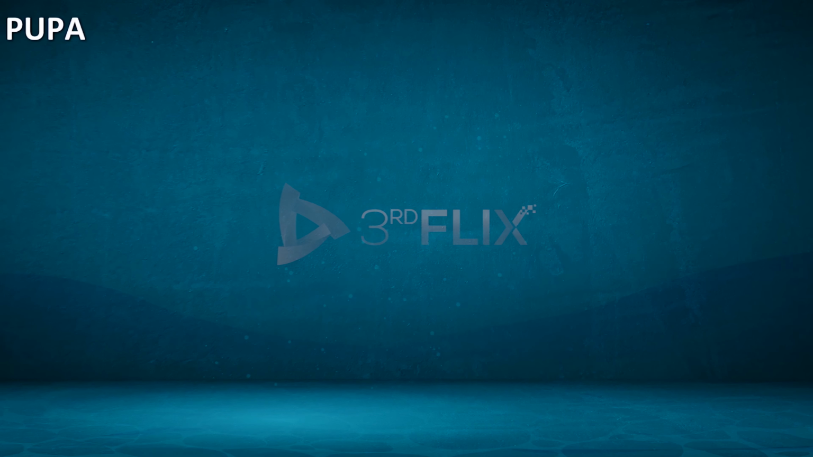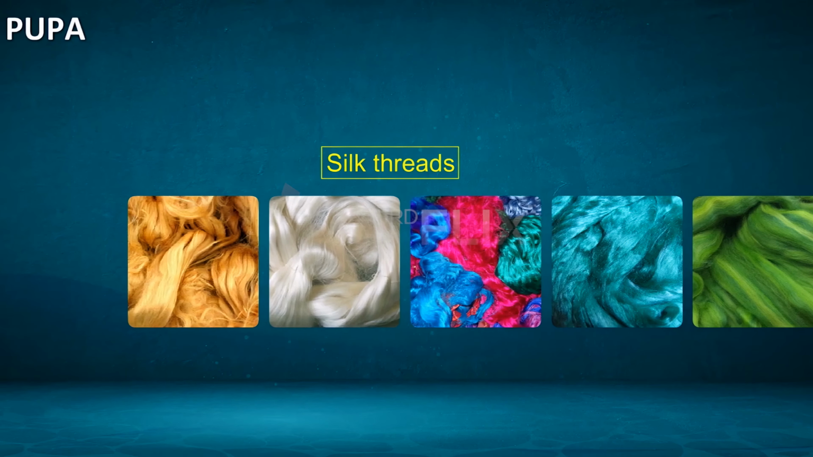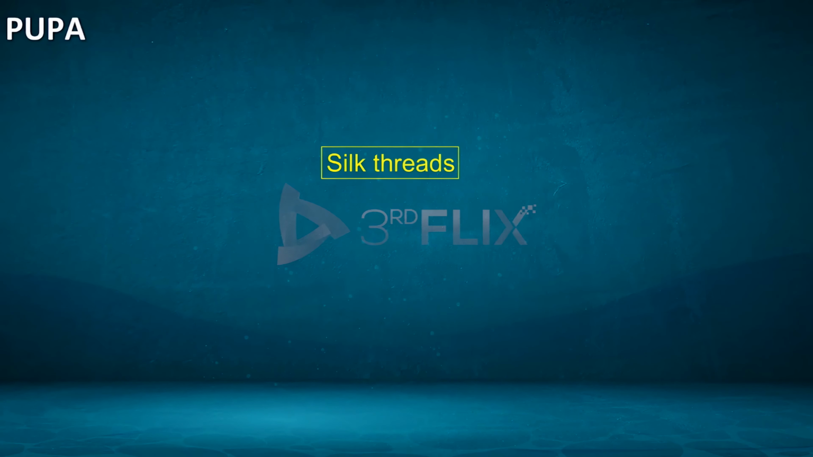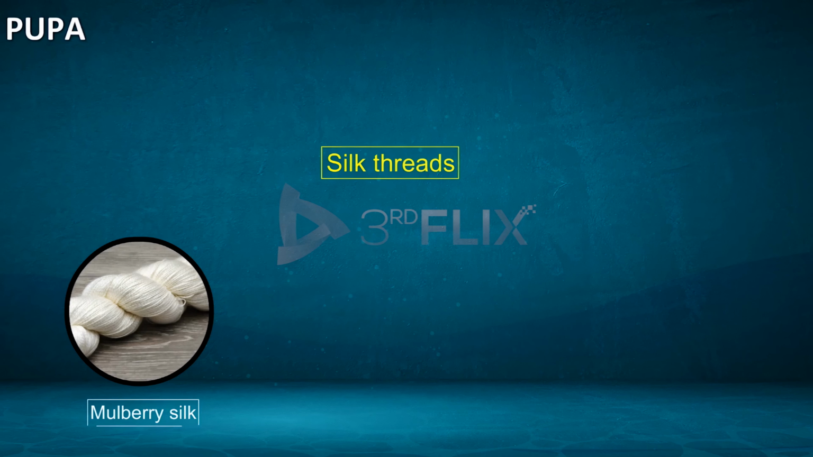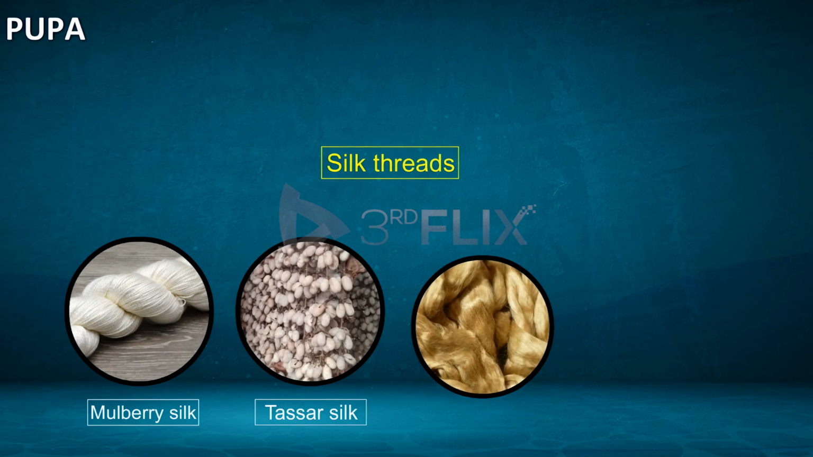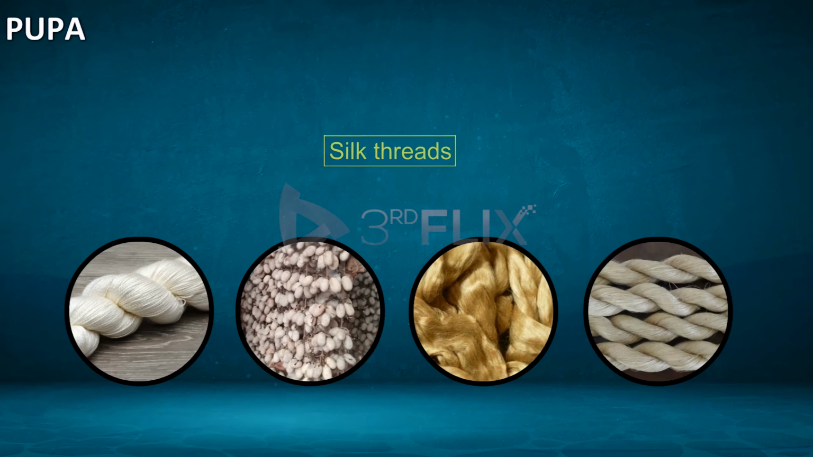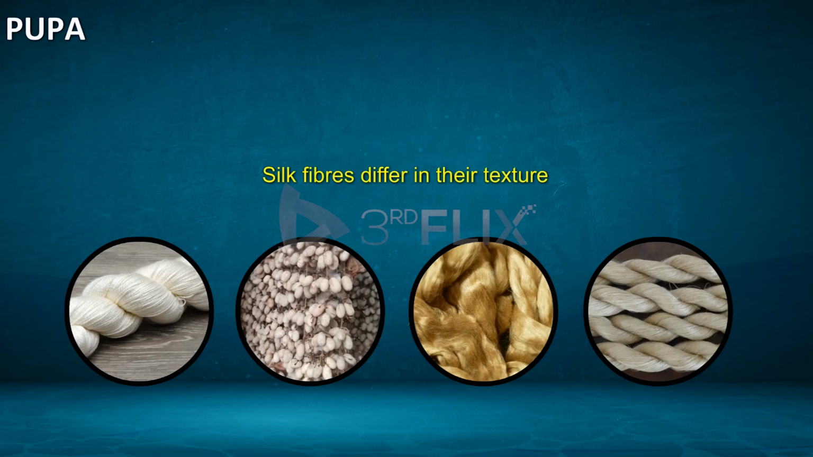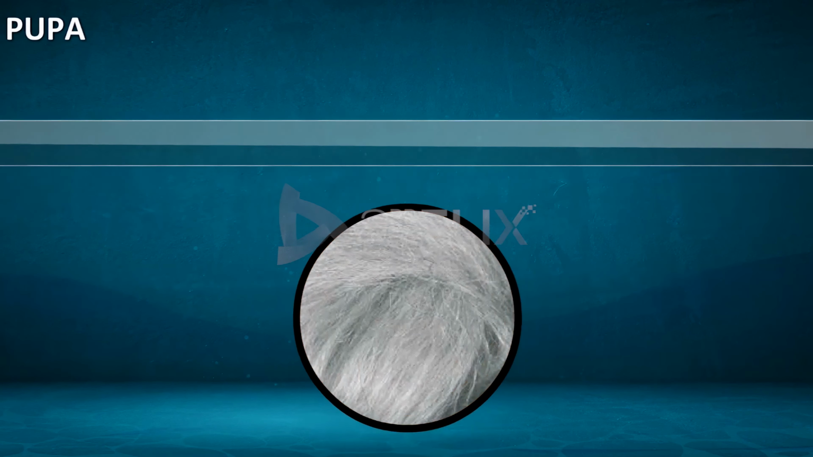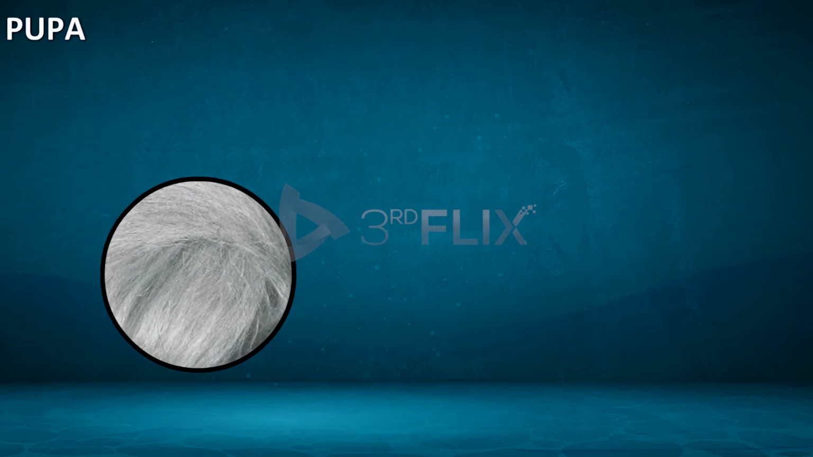There are different varieties of silk thread depending upon the cocoon. Some of the silk threads are mulberry silk, tussar silk, moga silk, kosa silk, etc. These silk fibers differ in their texture. Silk fibers obtained are smooth, soft, lustrous, and elastic in nature. They may also be dyed with different colors.